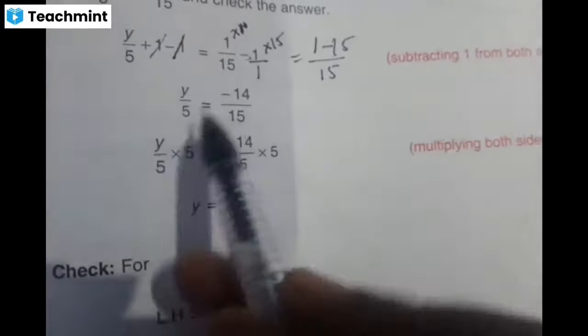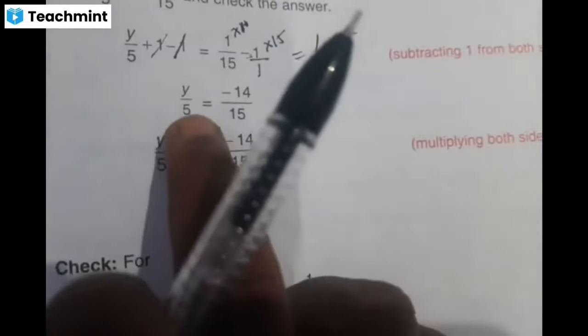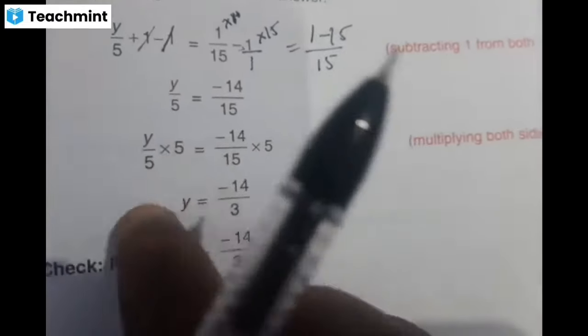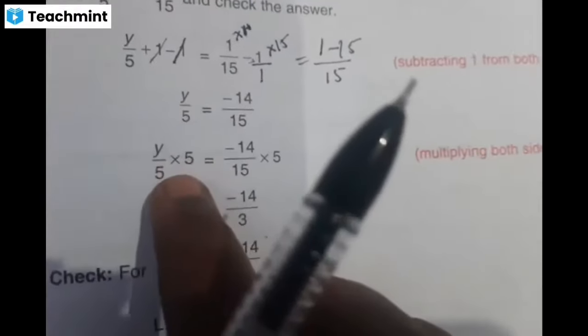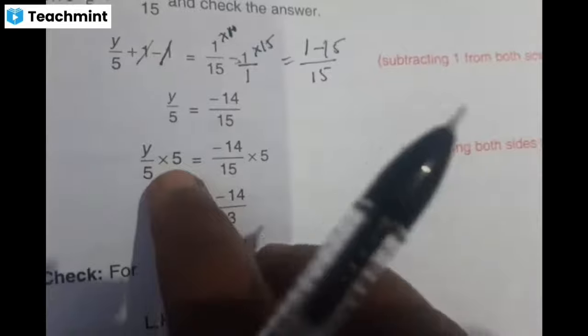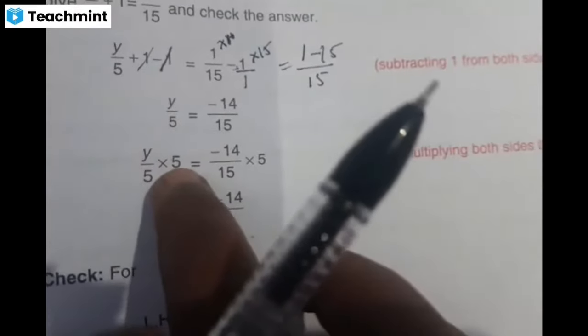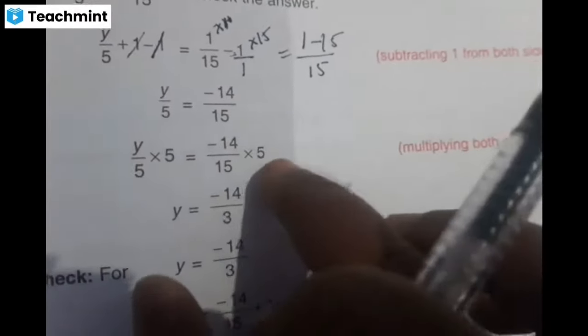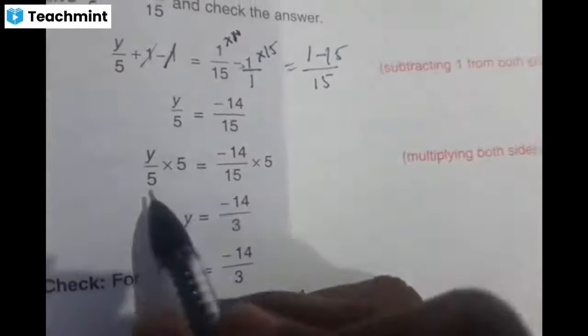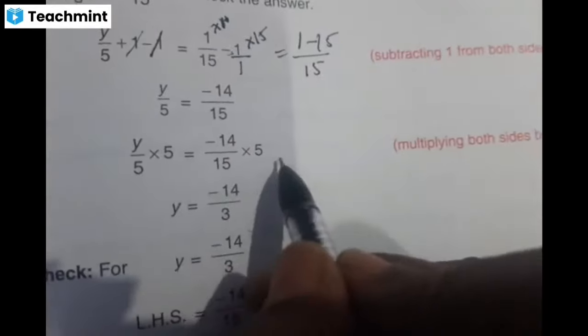Now you can see along with y, what is attached, children? Divided by 5 is there. So to remove divided by 5, we have to multiply by 5 in the left hand side. When you have multiplied by 5 in the left hand side, we have to multiply by 5 in the right hand side. We take the same terms but multiply by 5 here and 5 here.